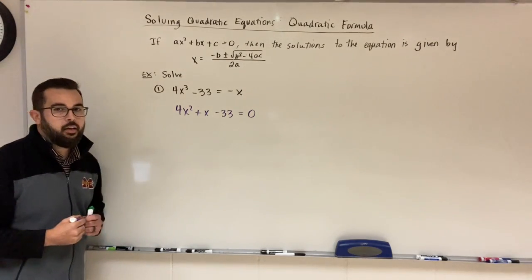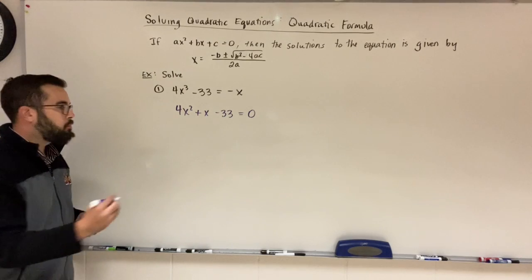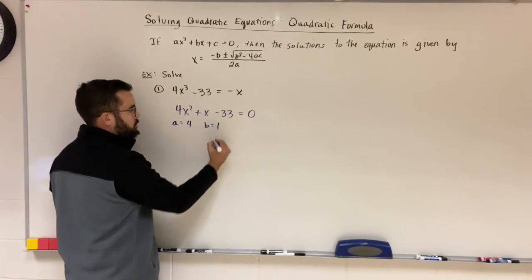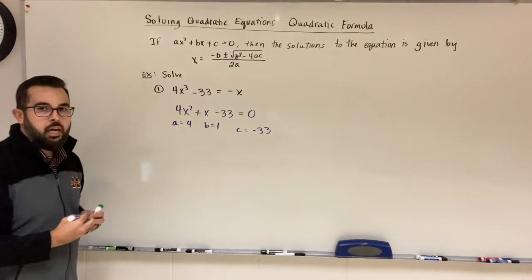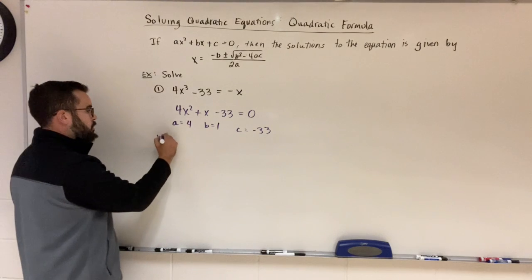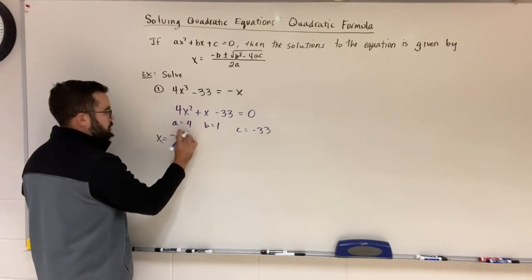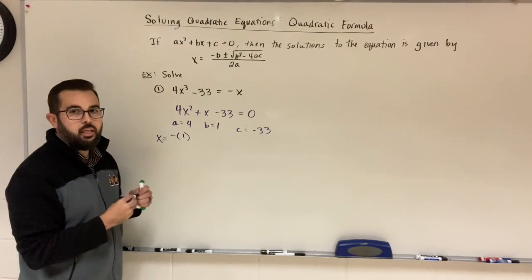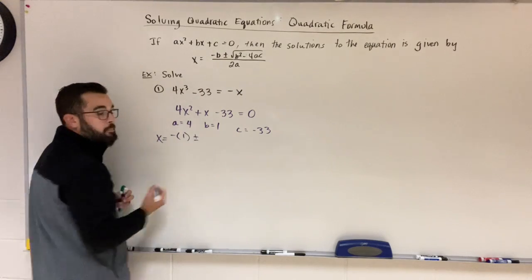All right? Now, at the beginning, when you're just getting used to the formula, I would recommend to write out your a value, your b value, and your c value. Okay? From there, it's just a matter of plugging into the formula. All right? So we have x equals negative b. So I do recommend when you're plugging into a formula to plug in parentheses. That's just a good habit to get into.